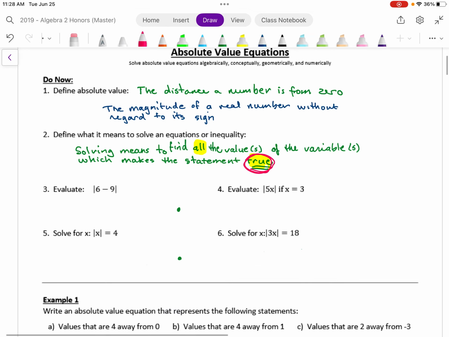Now the last 4 answers down here. First of all, evaluating absolute value. You should get 3 for number 3 and 15 for number 4. And solving, now the definition in number 2 really matters. We're trying to find all of the values for the variable that make the statement true. So yes, you can substitute in a 4, but a -4 would also work to make it true.